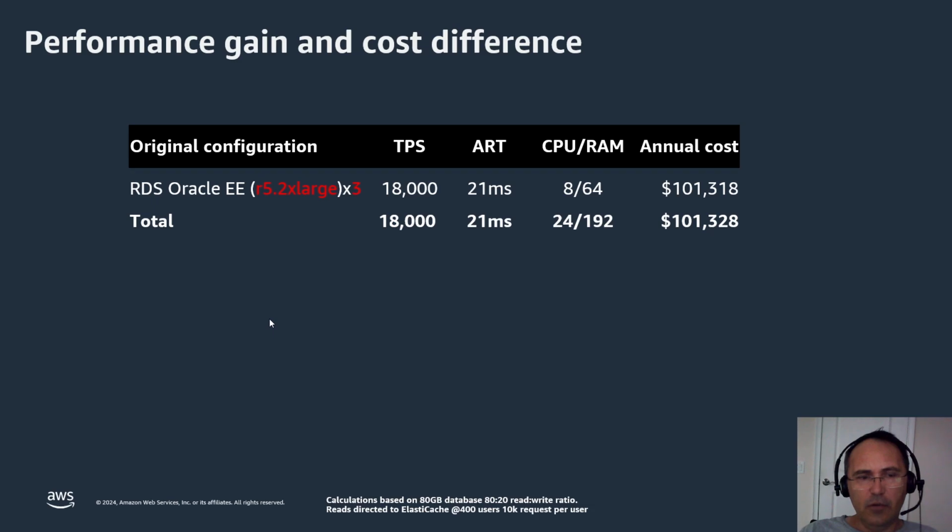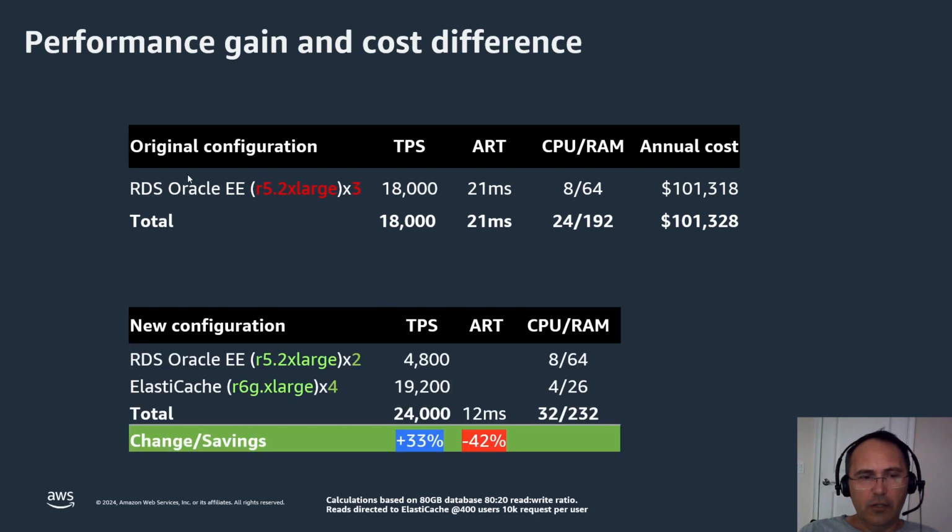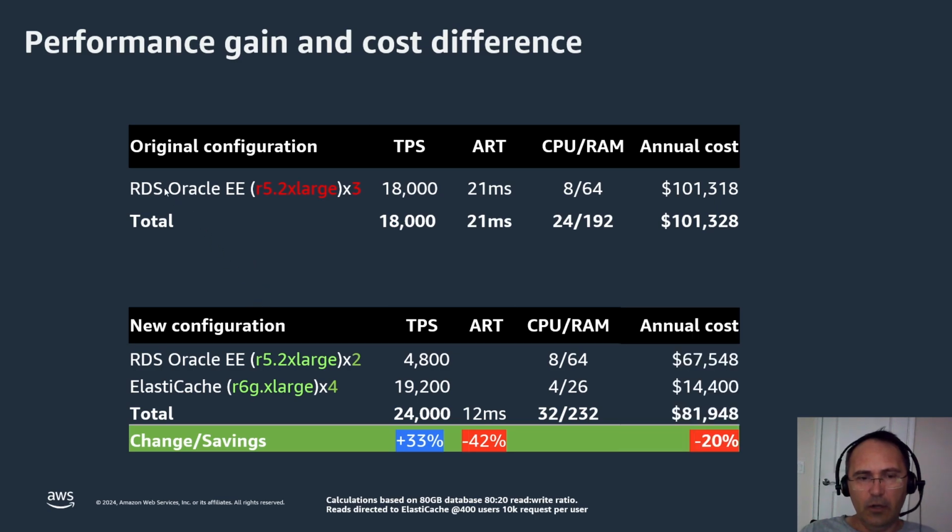Now let's see the new architecture and how that breaks down. In the new architecture, we were able to push up the TPS to 24,000. That's a 33% boost in performance. And the average response time went down to 12 milliseconds, again the combined read and write response time. That's a 42% reduction. Let's look at the cost. The cost went down by 20%.